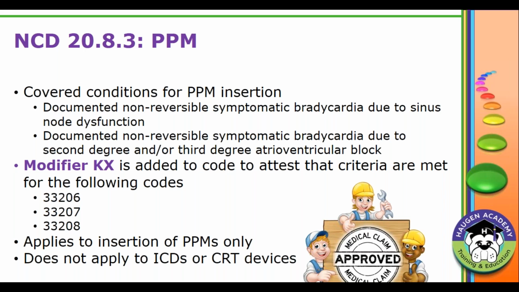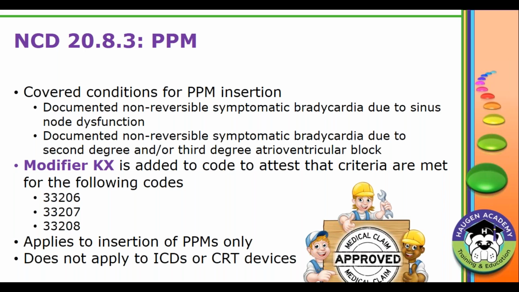These are things that we cannot report with diagnosis codes. We cannot report non-reversible symptomatic. We can report the bradycardia, we can report the 2nd or 3rd degree heart block, we can report sinus node dysfunction, but we cannot report the non-reversible symptomatic part. And it does require documentation in the medical record of these 2 conditions.